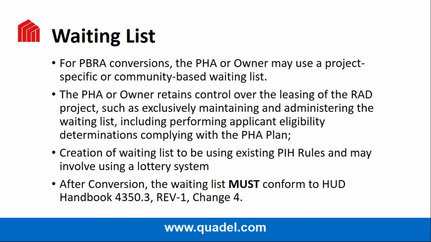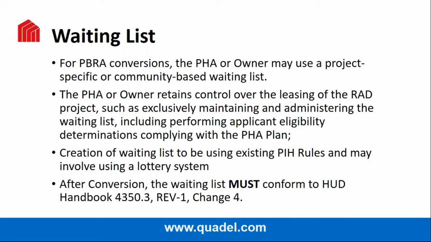Details of the waiting list depend on whether the RAD project is converting to PBV or PBRA. For PBRA, the PHA owner can develop a project-specific or community-wide waiting list. The creation of the waiting list for projects not yet closed under RAD and undergoing conversion will be done with the existing PIH rules. However, after closing, waiting lists for RAD-PBRA converted projects must conform to HUD's multifamily housing program requirements.